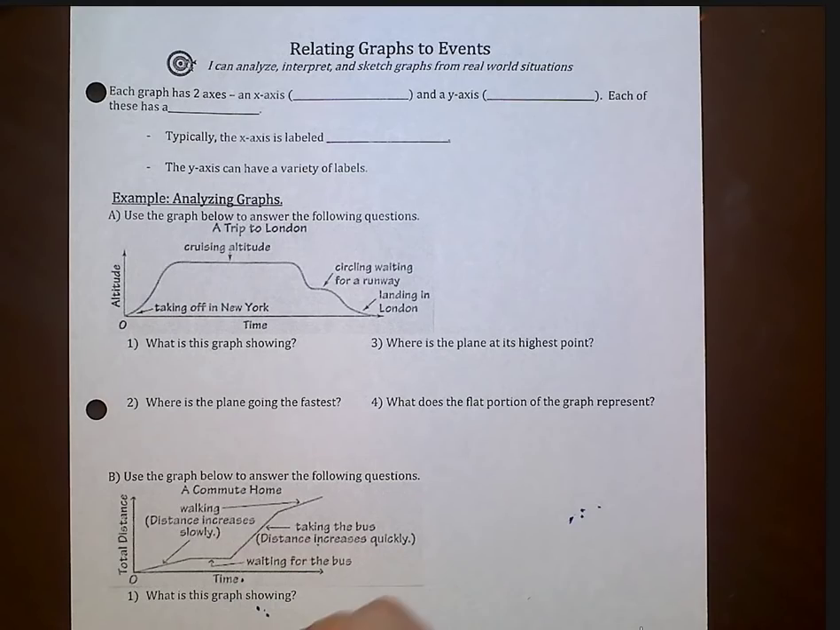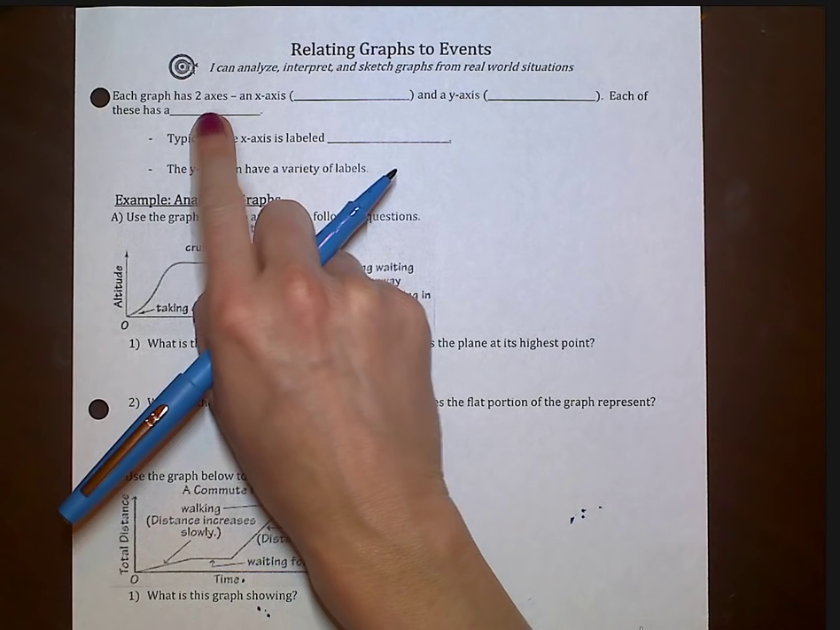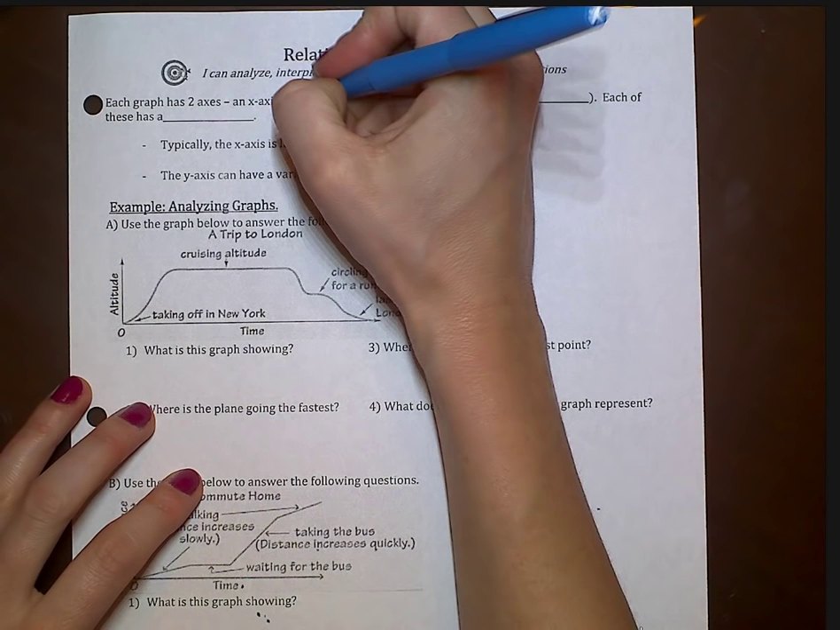Unit 4 begins right now with relating graphs to events. We're going to be looking a lot at graphs for the rest of the semester, so today we're just analyzing graphs that relate to real world situations and explaining what's going on. Realize that each graph has two axes. There's an x-axis, which is the horizontal axis.